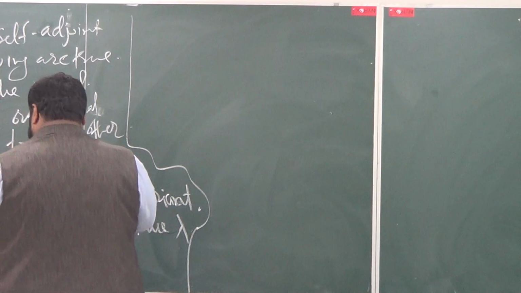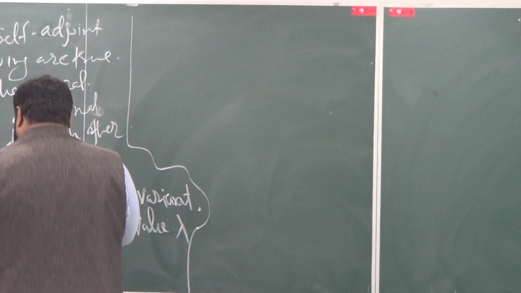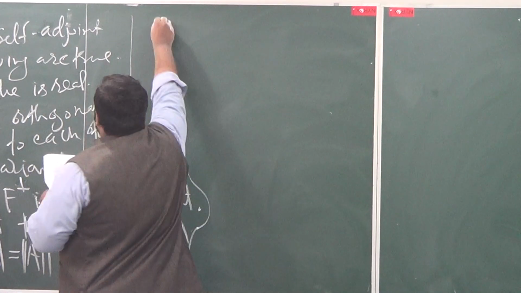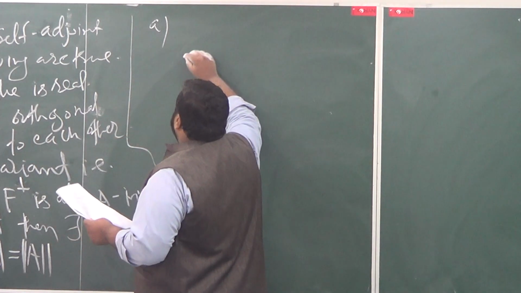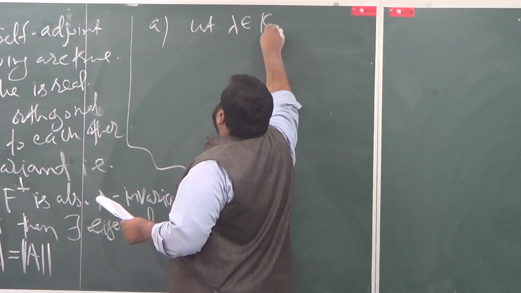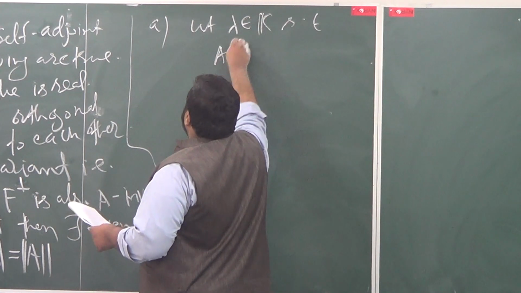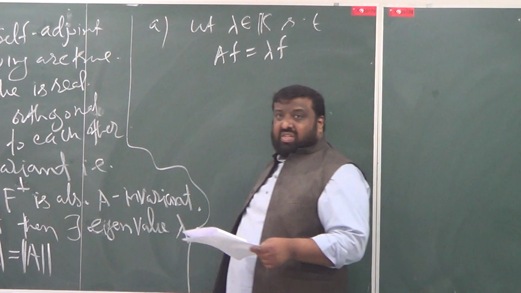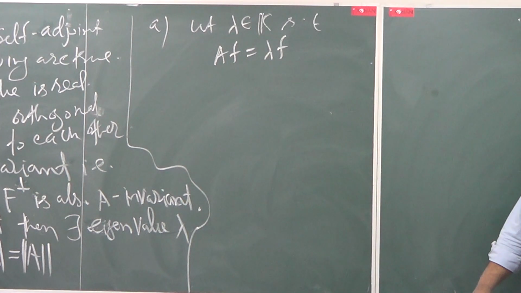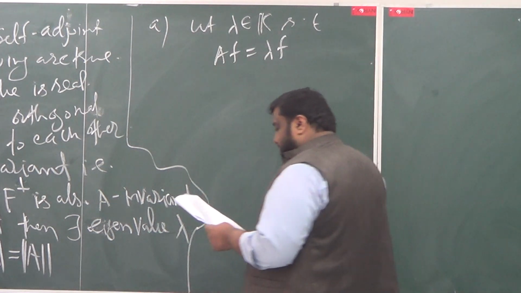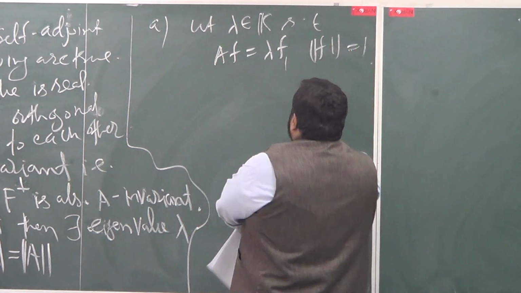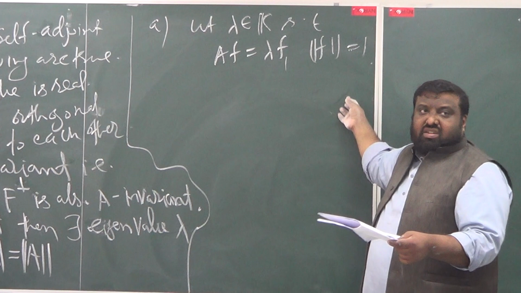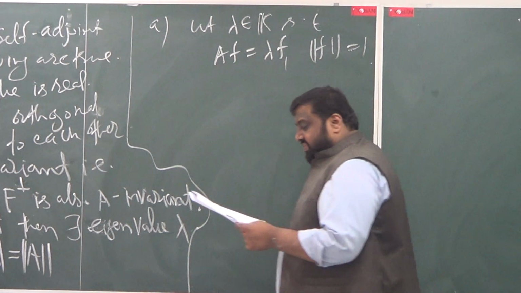So let's begin with the first part, and I would like to show that every eigenvalue is real. So let lambda be an eigenvalue such that Af = lambda f, and I would like to show that this must be real. Assume that the norm of f is 1. Even if it is not 1, you can turn it into 1.